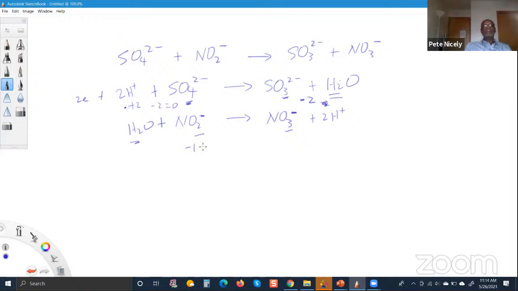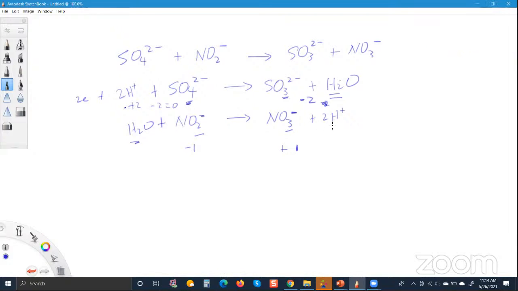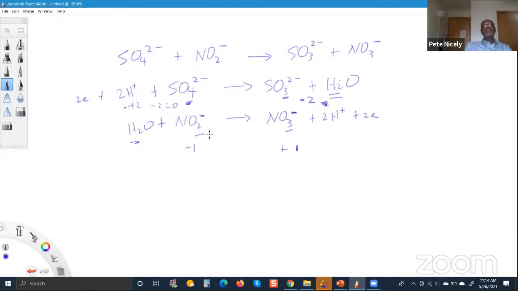And then what about the second half equation? We have -1 here, and we have +1 here. So which side would you add electrons and how many? Two to the right side. Exactly. Okay. And it just so happens that the number of electrons gained and lost are the same. So we don't need to do anything to make sure that that happens.